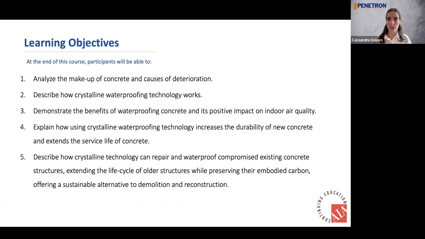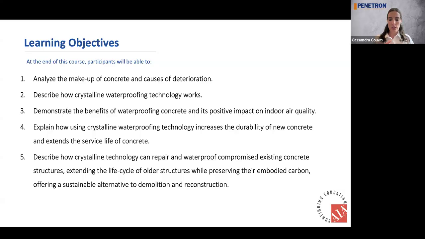So at the end of the course, all participants will be able to analyze the makeup of concrete and the main causes of deterioration, describe how the crystalline waterproofing technology works, demonstrate the benefits of the waterproofing technology and of waterproofing itself, and also show how it will positively impact your indoor air quality. And then explain how the crystalline waterproofing technology will not only increase the durability of your concrete, but it will also extend the service life of your concrete.